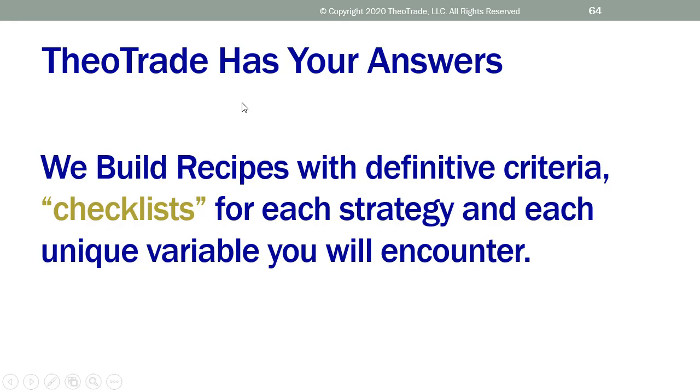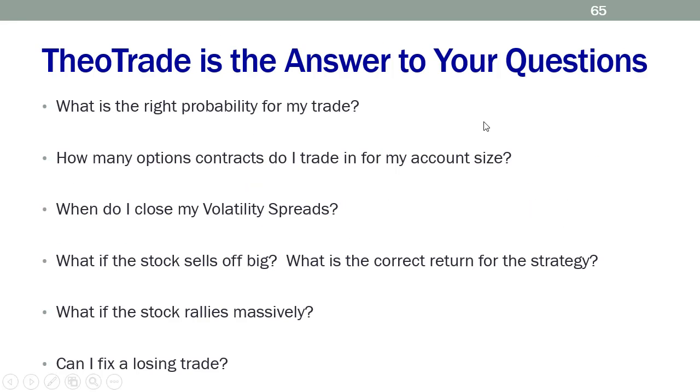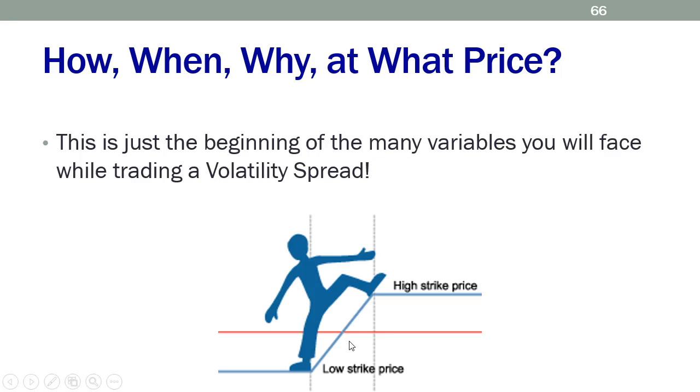It's not just about how do I get into the trade. What are you going to do once you're in the trade? TheoTrade has the answer to the questions. What's the right probability? How many option contracts? When do I close the spread? What if the stock sells off big? What's the correct return for the strategy? What if the stock rallies massively? Can I fix a losing trade? Everything. They're flow charts. The how, the when, the why, at what price. It's just the beginning of the variables that you're going to face while trading volatility spreads.